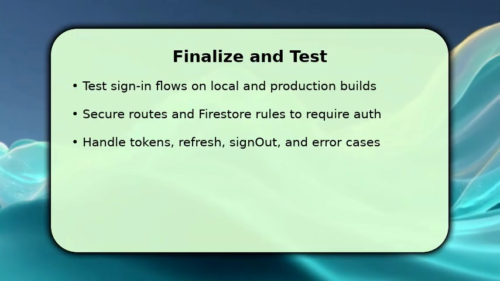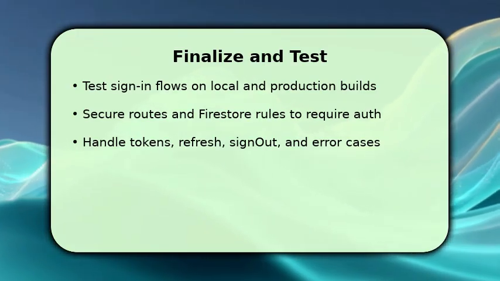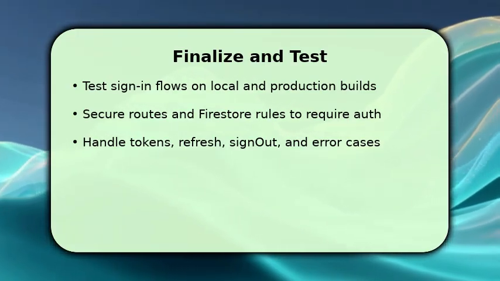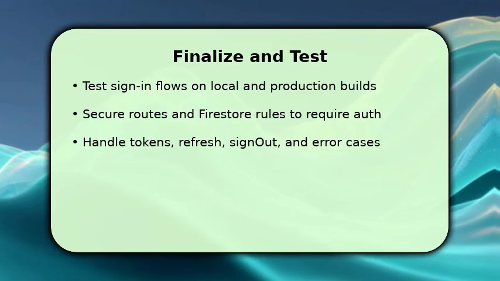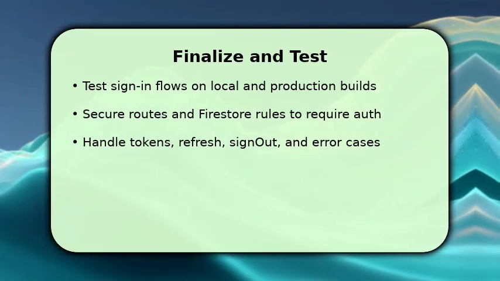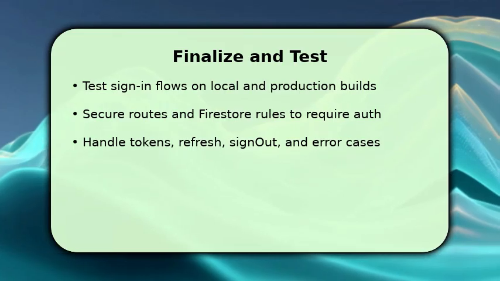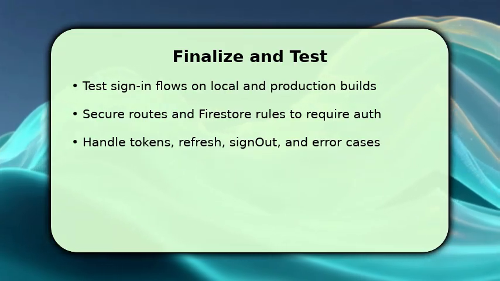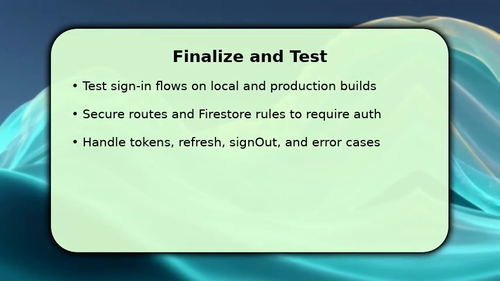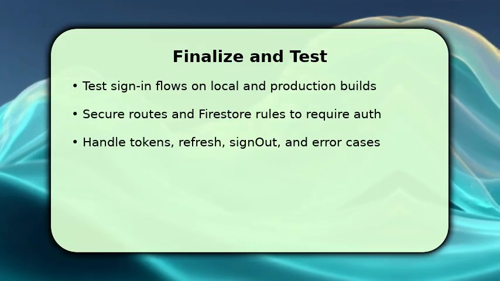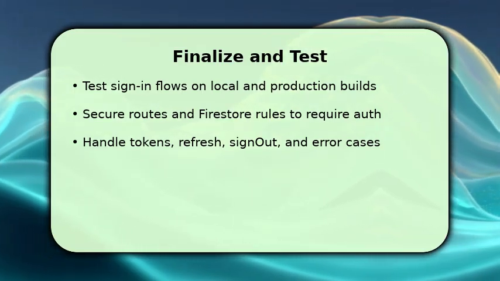To finish, test every sign-in flow end-to-end: email sign-up, password login, and each OAuth provider, both locally and in production. Then enforce security by requiring authentication in your app routes and Firestore/real-time database rules. Handle tokens and refresh behavior in your client, and implement a clear sign-out routine.